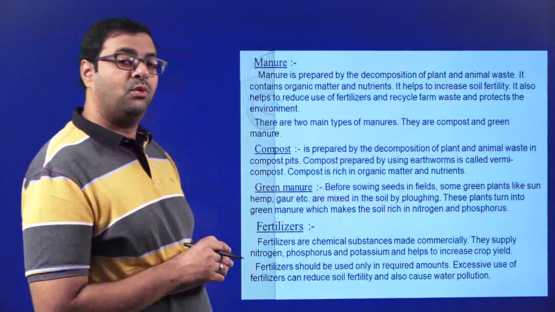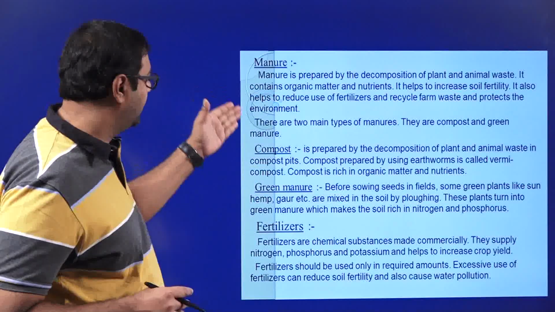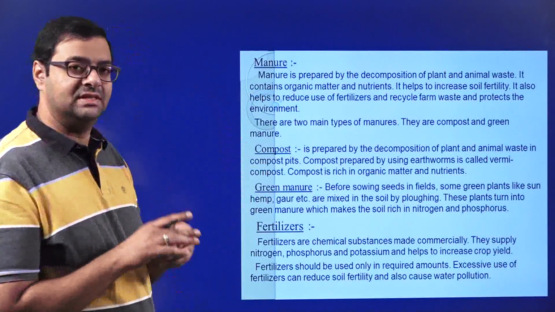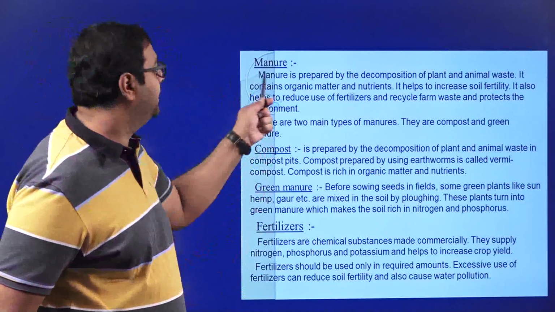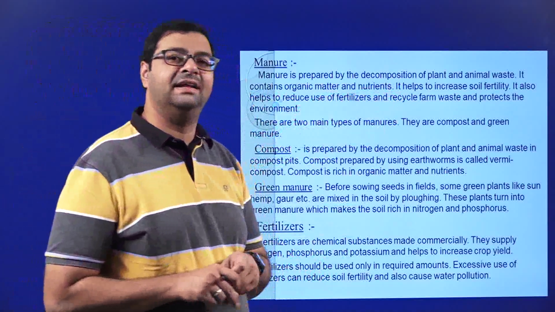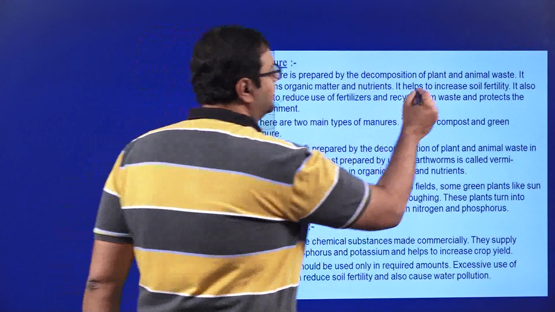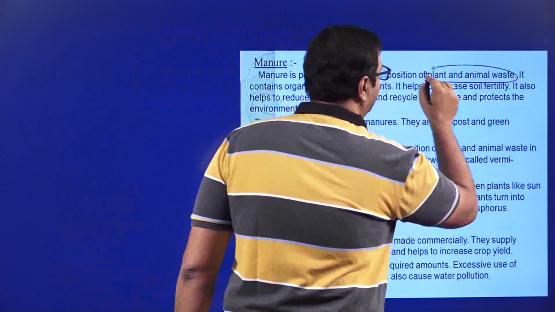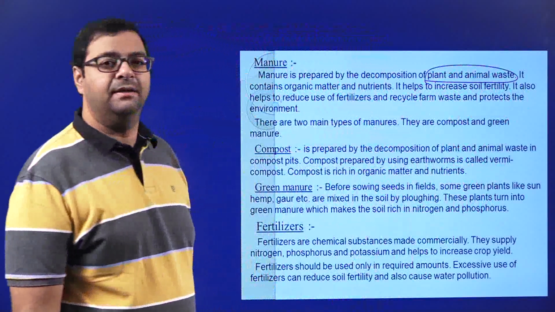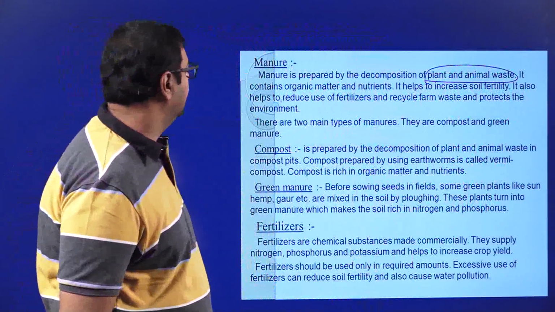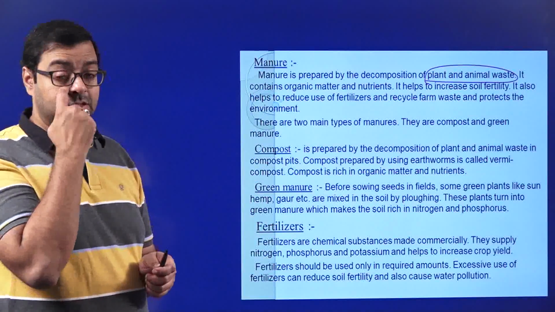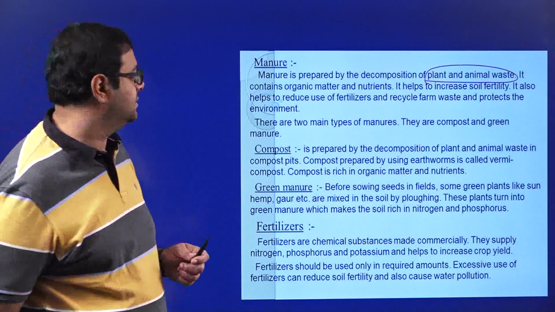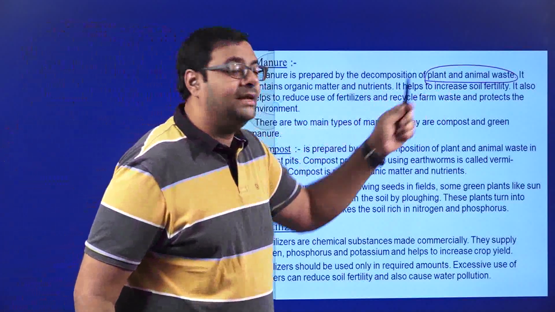Now moving on, manure. Manure is prepared by decomposition of plant and animal waste. You already know how manure is prepared. It contains organic matter and nutrients. It helps to increase soil fertility.